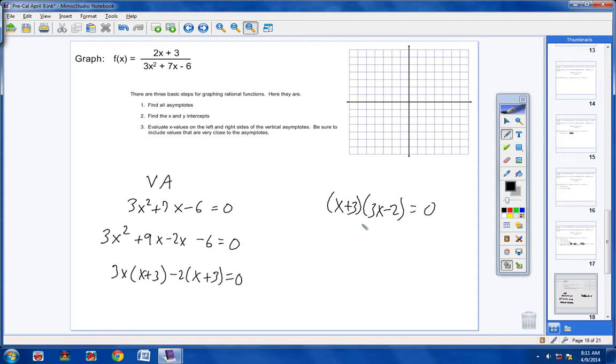Okay, now that means for this parentheses, one of my zeros would be negative 3, and for this parentheses here, one of my zeros would be 2/3. Okay, so what I do is I go to my coordinate plane over here, and at negative 3, I'm going to go ahead and put a dotted line here. That's one of my vertical asymptotes. Okay, so go ahead and do that.